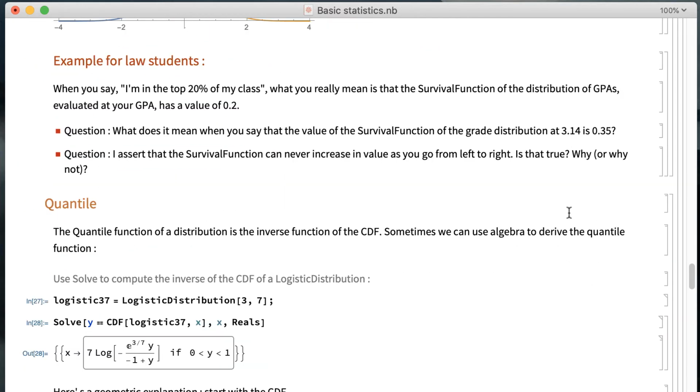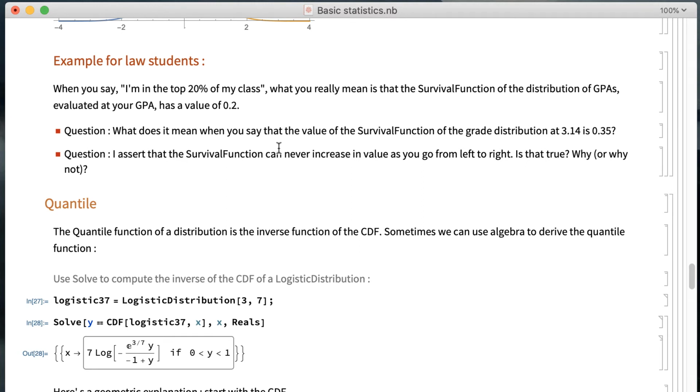So what does it mean when you say, oh, I'm in the top 20% of my class? What that really means, and what you should now say from now on, is that the survival function of the grade distribution at the University of Houston Law Center, evaluated at my GPA value, is 0.2. So I suggest you try that in your next job interview and see what happens.